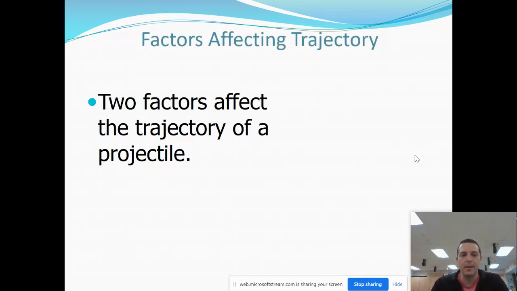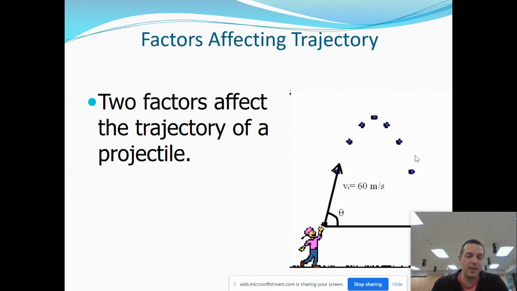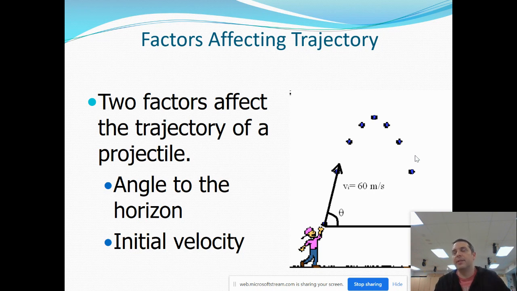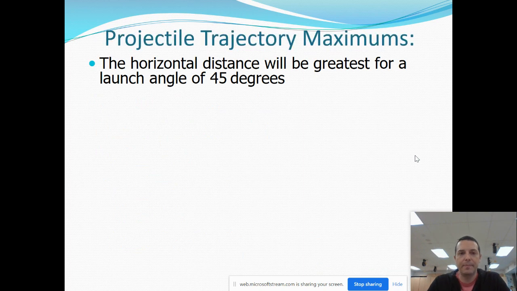When we talk about the factors that are going to affect the trajectory of a projectile, there's two that are important. The angle it has to the horizon, so how much angle it has to the horizontal, and whatever initial velocity we have. Because acceleration due to gravity is going to be constant, the mass of the object doesn't matter. It just matters what angle you're throwing it at and what velocity it's being launched with.